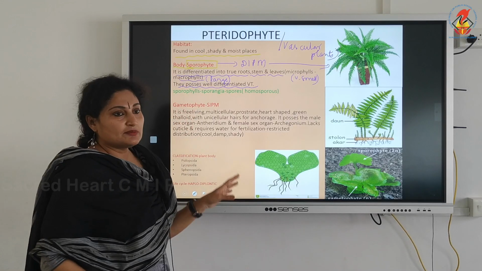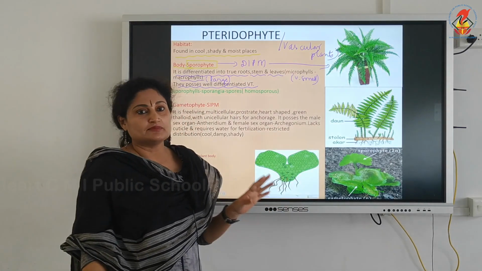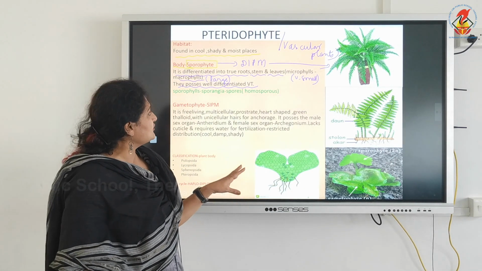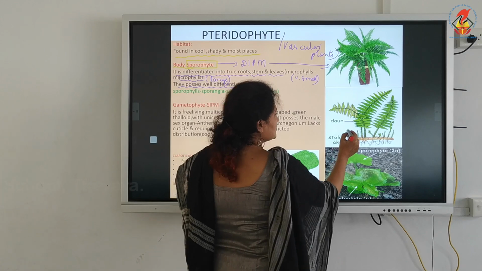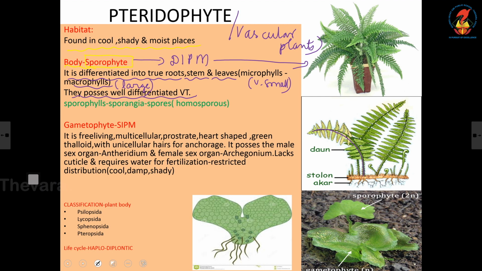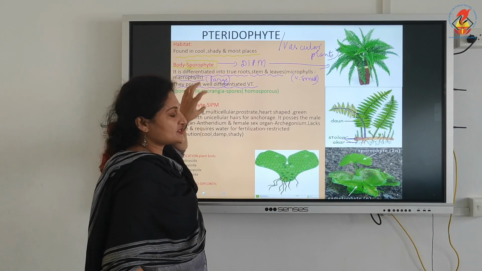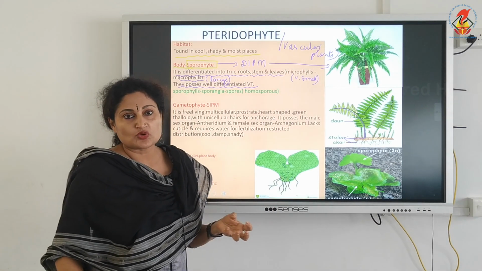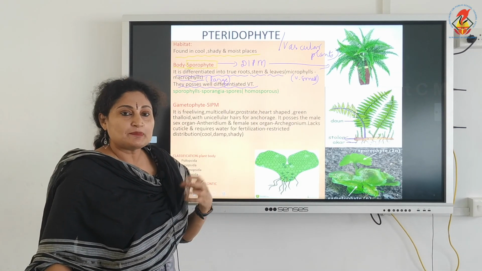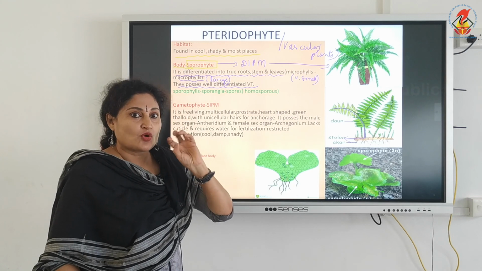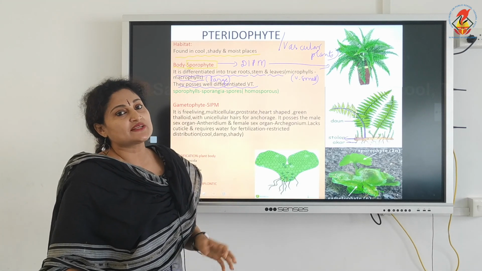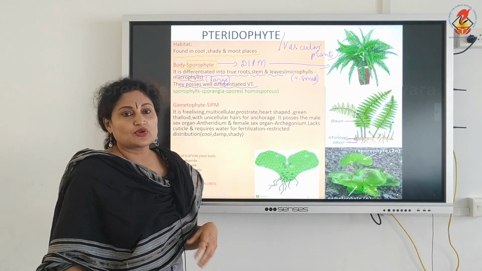So once again, the real plant body is a sporophyte, that is DIPM, dominant, independent, photosynthetic and multicellular, and you can see it's differentiated into true leaves, true stem and true roots. And the leaves are special, they are called microphylls if they are small or macrophylls if they are large in size. Now, as the name suggests, it's sporophyte. So what does it mean? Sporophyte means they produce spores. And if they produce spores, it should be formed in some spore bearing structures. These spore bearing structures are called sporangium, plural sporangia.